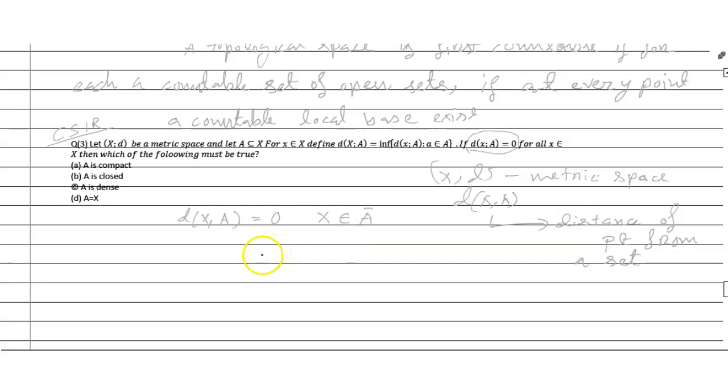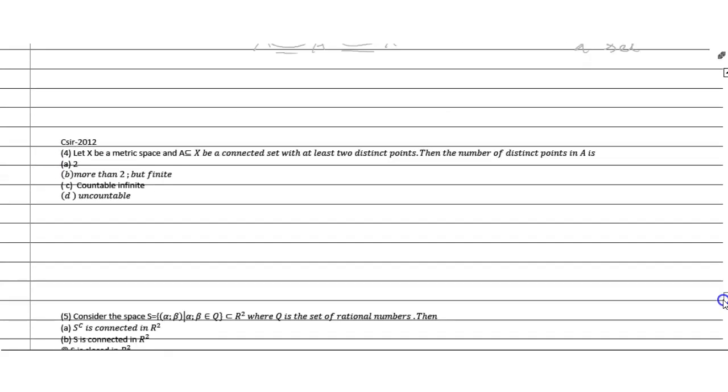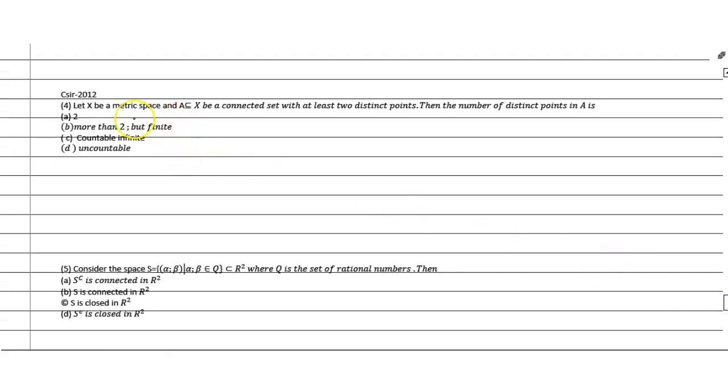So friends, whenever we see that x is in the closure of A, then d(x, A) equals 0, and vice versa. So A is dense in X. This answer is correct. Again we are going to solve another problem.